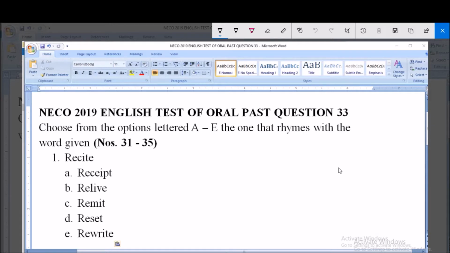Question number 33. We are still using the same instruction to answer this question number 33, where we are looking out for rhyme. The option that rhymes with the given word. And the given word here is recite.